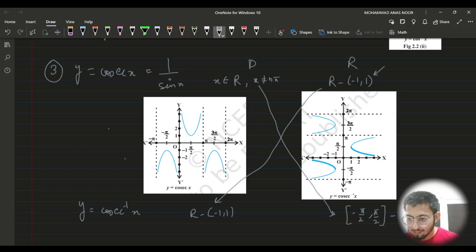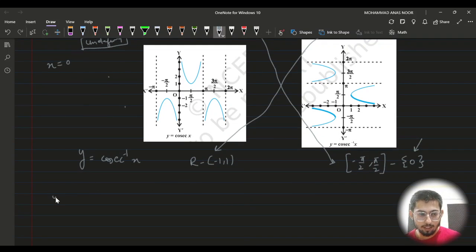Why is this the case? Can you guess why it is so? See, y is equal to cosec x is equal to 1 by sine x. If you substitute x is equal to 0, sine 0 is 0, so that would be 1 by 0, so cosec x would be undefined. It would be undefined for 0. That's why we have to exclude that. So this is the case for cosec.